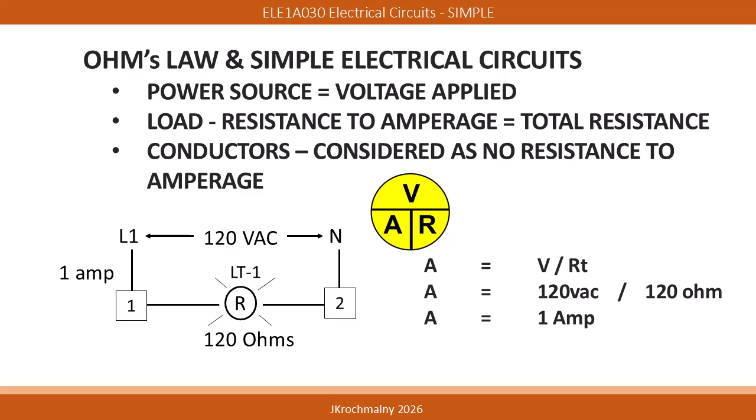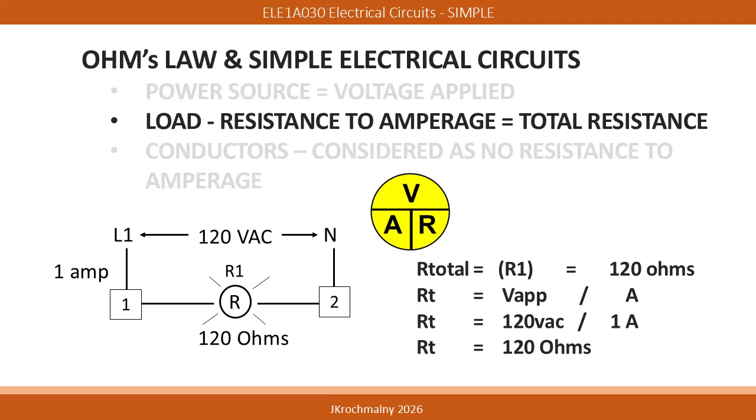The Ohm's law formula allows us to determine amperage by taking the applied voltage of 120 VAC and dividing this by the circuit's total resistance of 120 ohms. This gives us 1 amp that can be measured anywhere in the circuit, from terminal L1 to 1, from terminal 2 to N, etc.